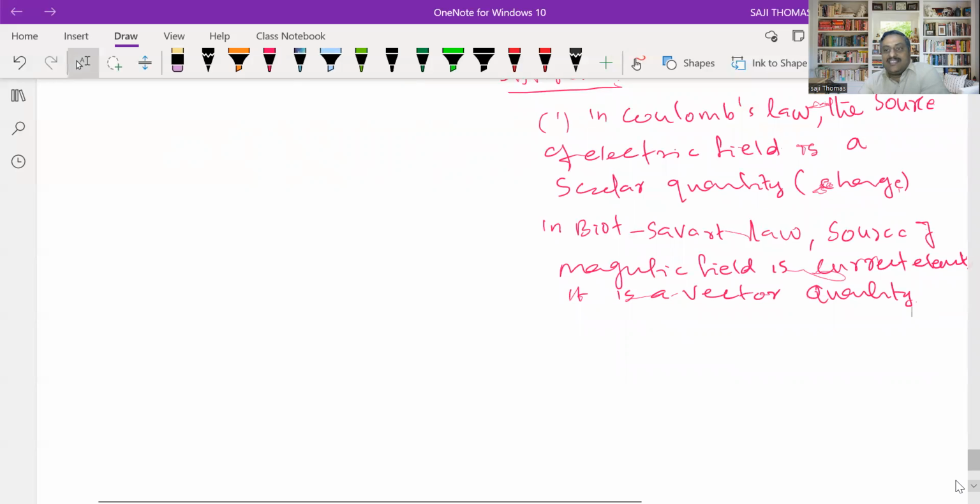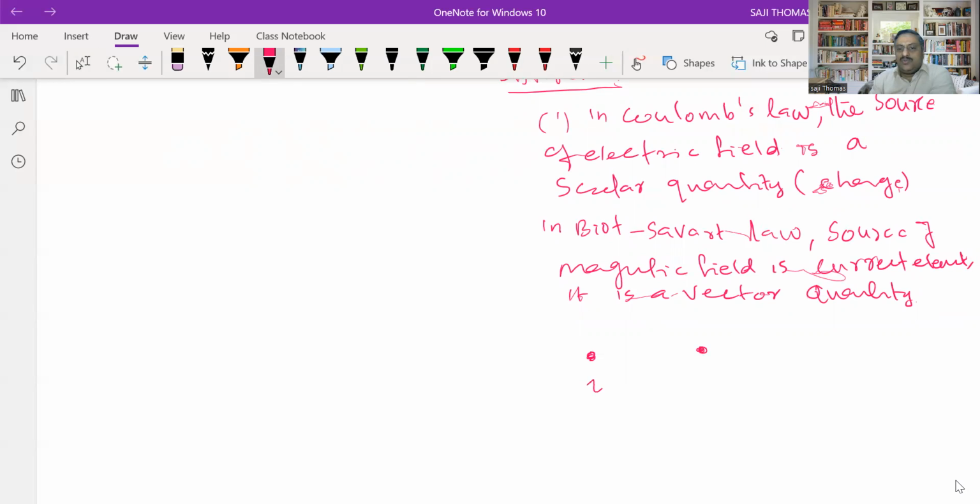Another difference is, in Coulomb's law, electric field is along the line joining the charge and the point under consideration. See, if this is a charge and this is the other charge, two charges Q1, Q2, the electric field is along this line only. Electric field is along the line joining the two charges.